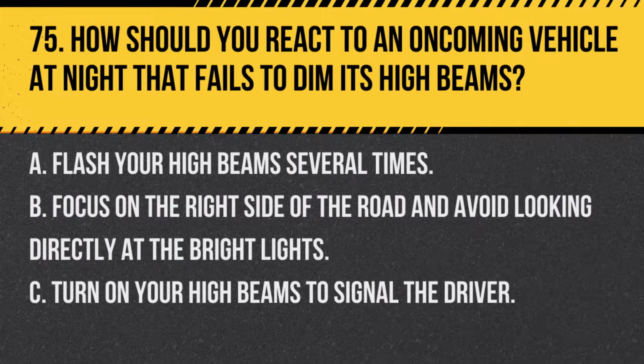Question 75. How should you react to an oncoming vehicle at night that fails to dim its high beams? A. Flash your high beams several times. B. Focus on the right side of the road and avoid looking directly at the bright lights. C. Turn on your high beams to signal the driver.